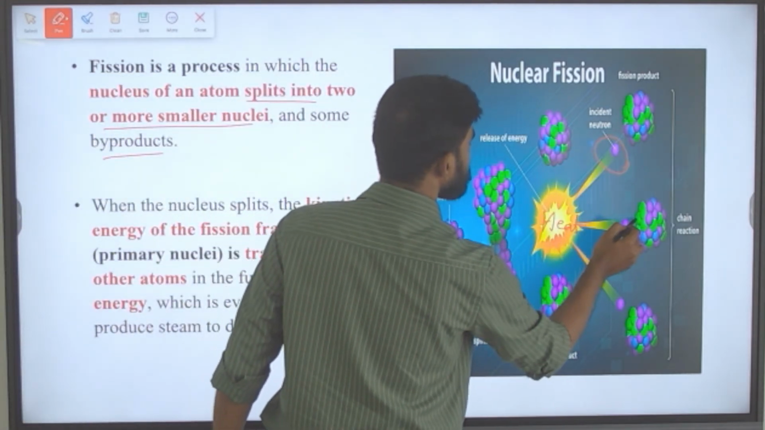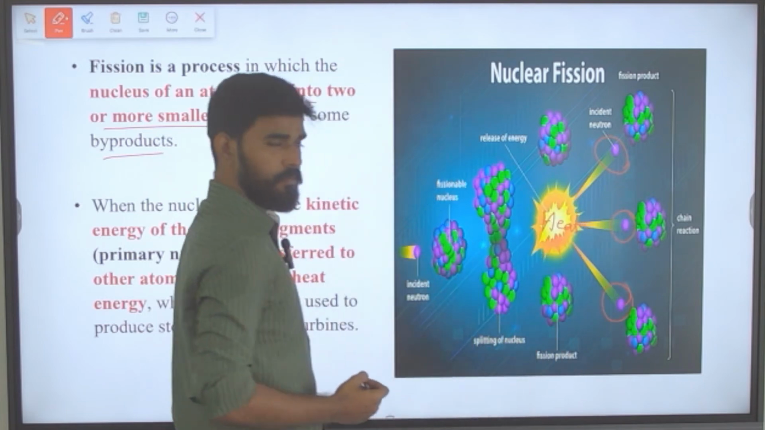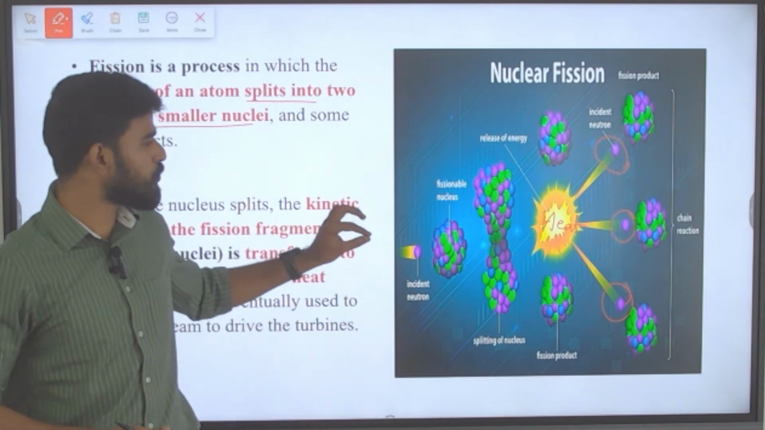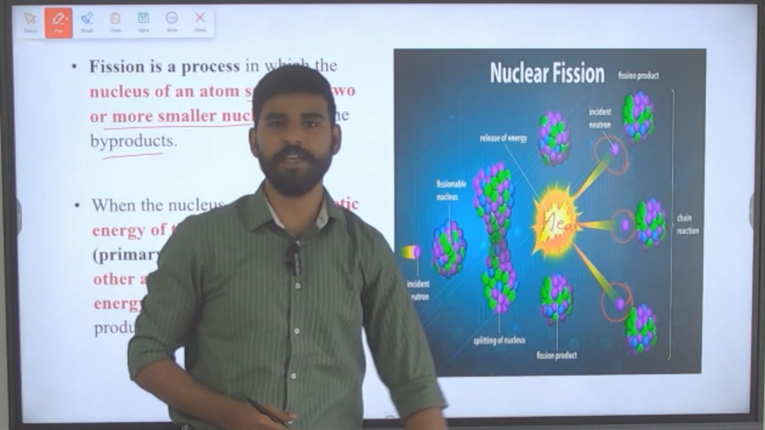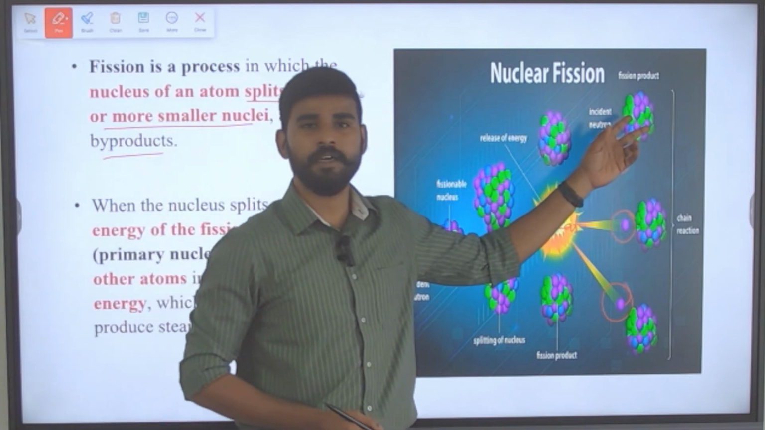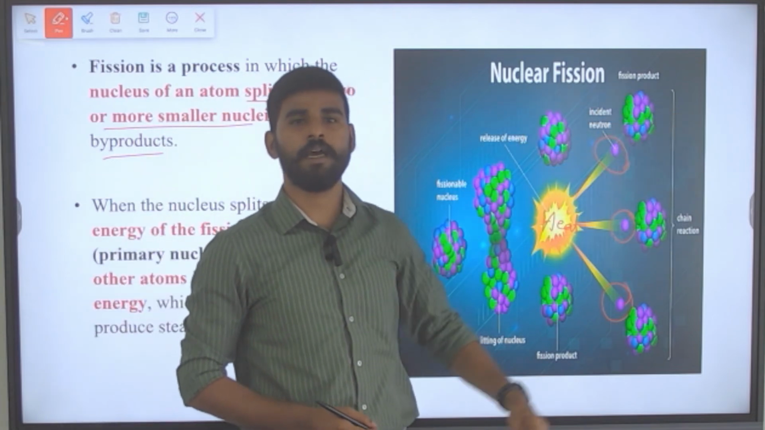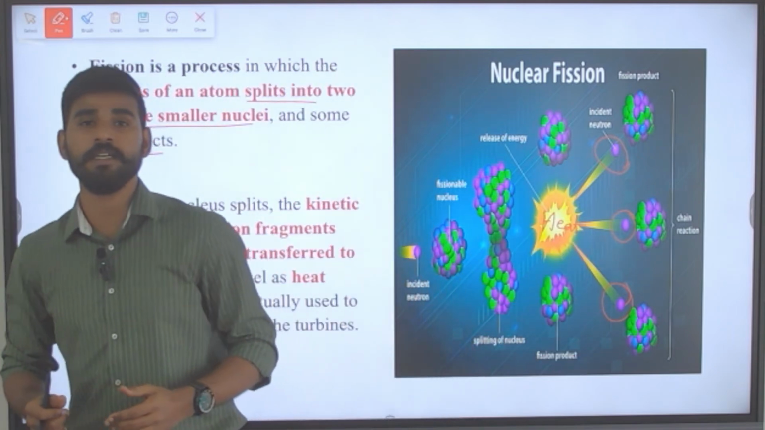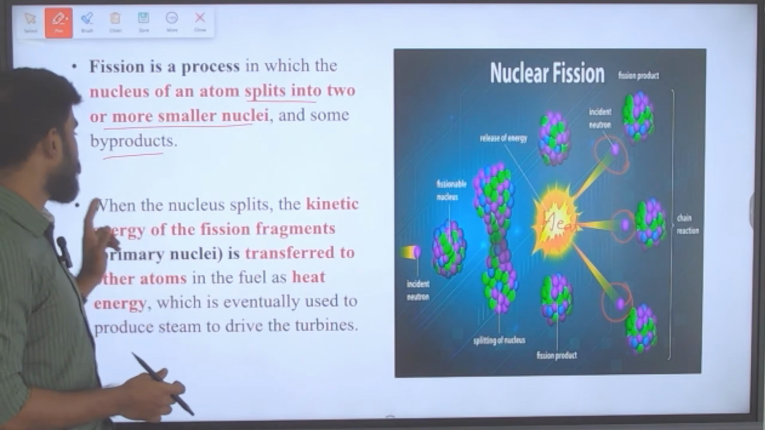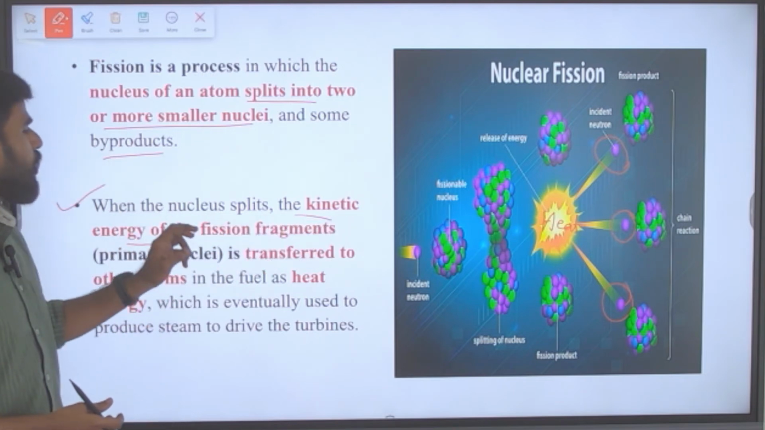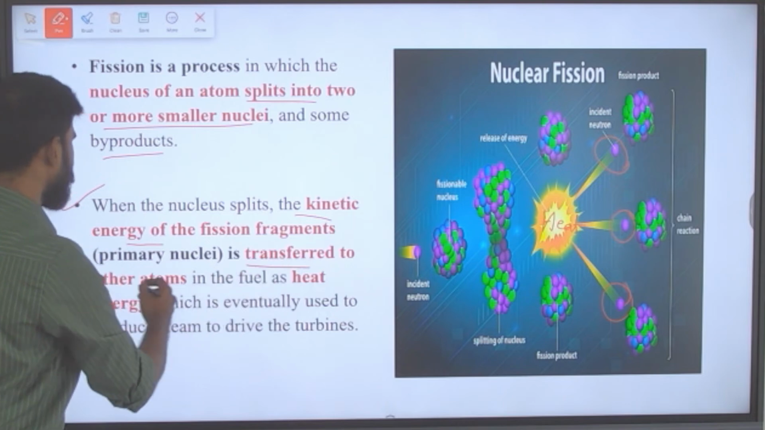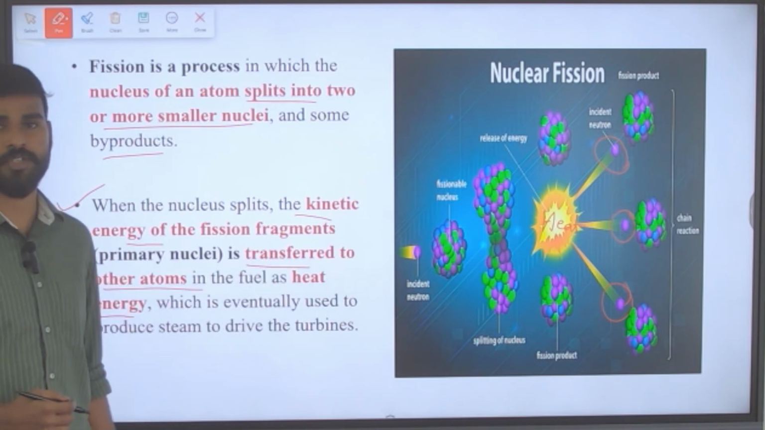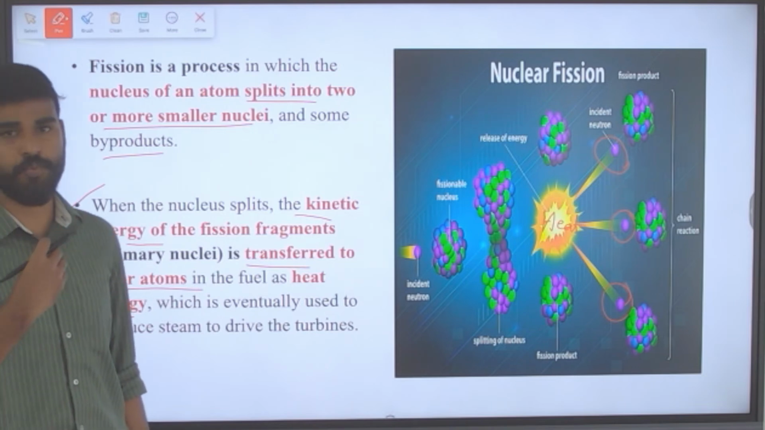Moreover, neutrons are produced, and those neutrons will sustain the reaction. So that is why it is called a chain reaction. It goes as a chain reaction, and these nuclei will split into two and also release three neutrons, which will again sustain the reaction. That is why it is called a sustained chain reaction. When the nucleus splits, the kinetic energy of the fission fragments is transferred to other atoms in the fuel as heat energy, and this heat energy is utilized for production of electricity, which we already discussed.